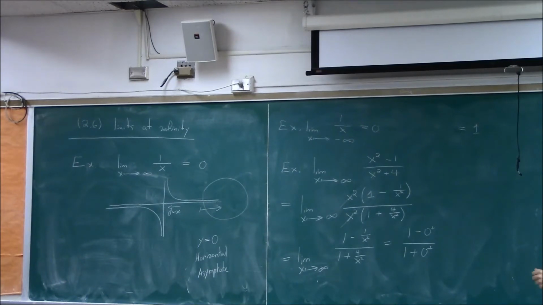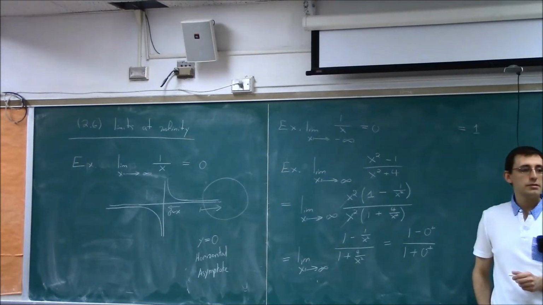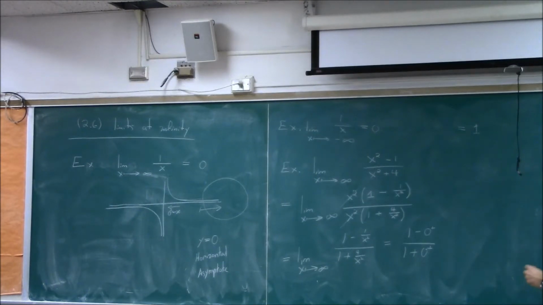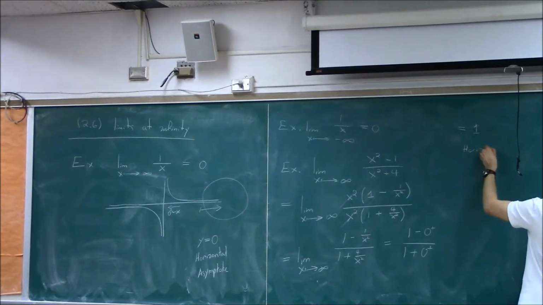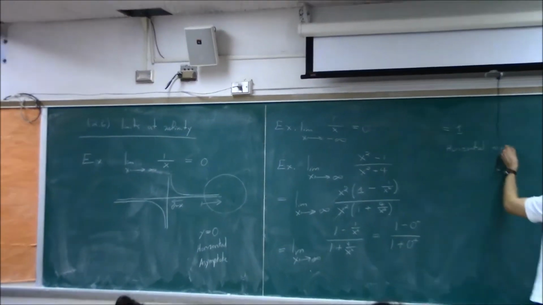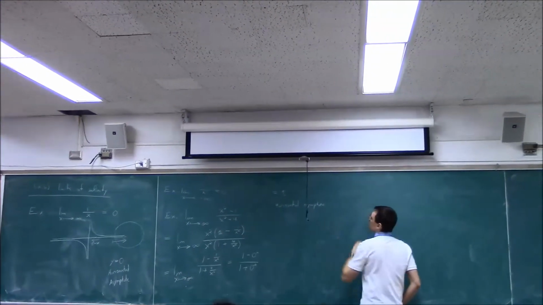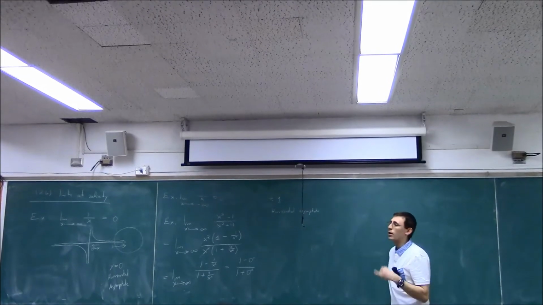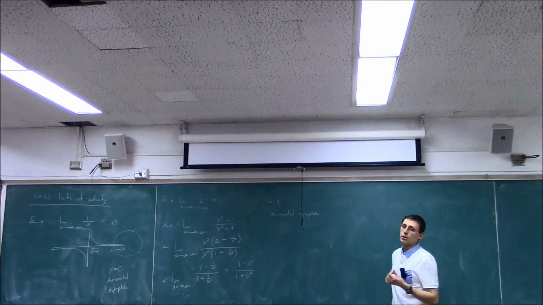Do we have a horizontal asymptote in this case? Yes? What is the horizontal asymptote? Straight line. Asymptote is what? 1, what? Just 1. Yeah, but an asymptote is a function.